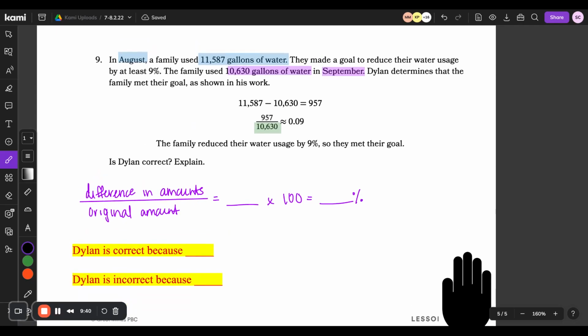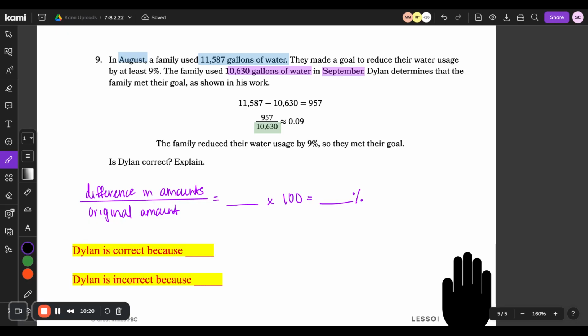And then for our last one, number 9, they have the equation set up, and the original amount is 11,587 gallons of water. And then after that, the family reduced the amount of water they were using. It went from 11,587 to 10,630 gallons of water. And so Dylan is trying to figure out by how much was there a decrease, but there is a mistake that he has made. And I've highlighted it in hopes that you actually recognize the mistake that he made, and then being able to explain why Dylan's value is actually incorrect.